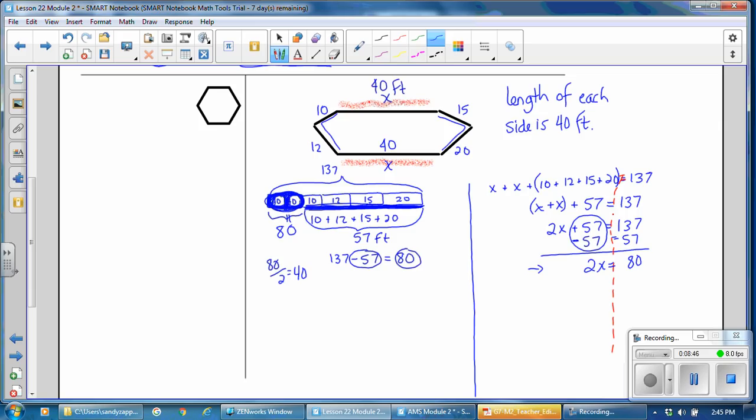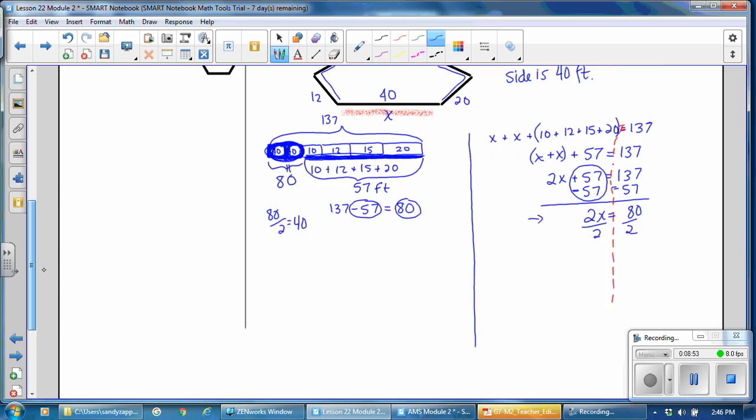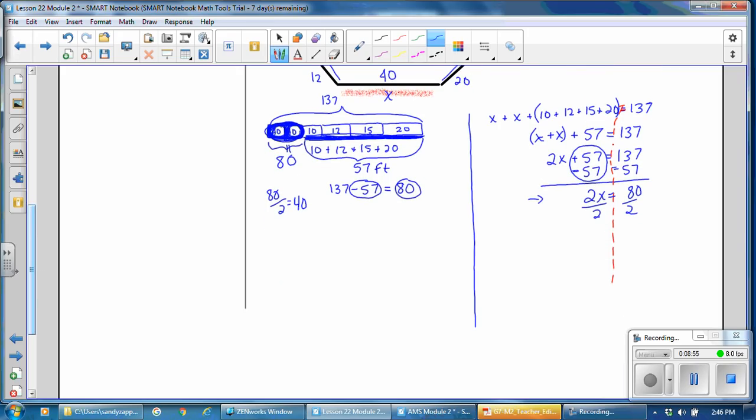So here's the 2. We're going to divide both sides of the equation by 2. This is the division property of equality that says if you divide both sides of the equation by the same number, the equation remains equal. So the reason I'm dividing by 2 is because we have 2 boxes that are the same. A number divided by itself equals 1, and 1 times x equals x. And 80 divided by 2 equals 40. And that was the answer that we came up with when we did the tape diagram.